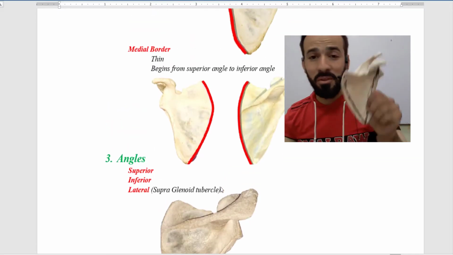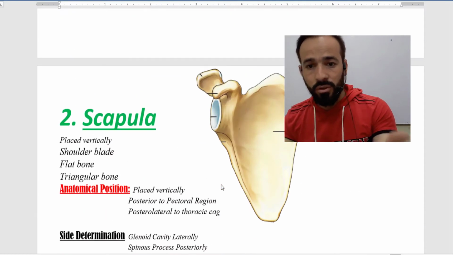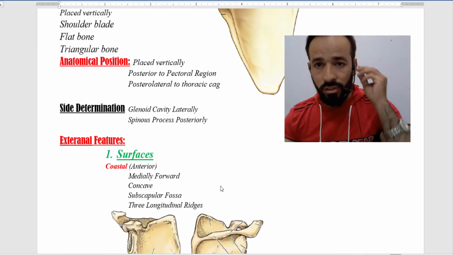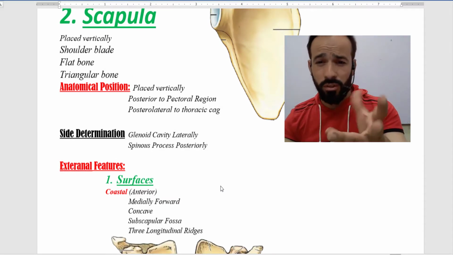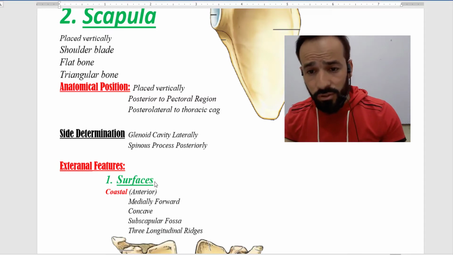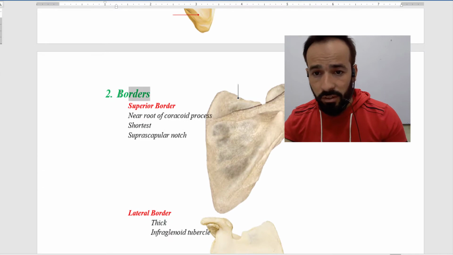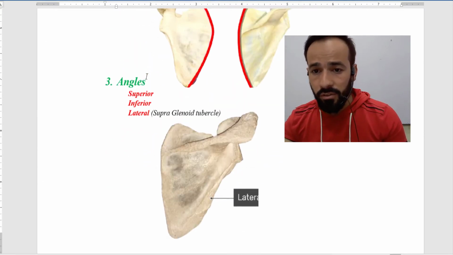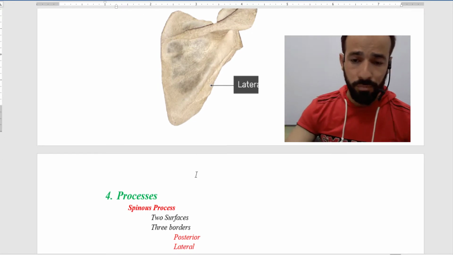We are discussing the scapula bone. In the previous lecture we discussed what the scapula is, how to determine its size, its anatomical position, and its external features. We discussed its surfaces, borders, and angles, and the important points. Please go and watch the previous lecture.